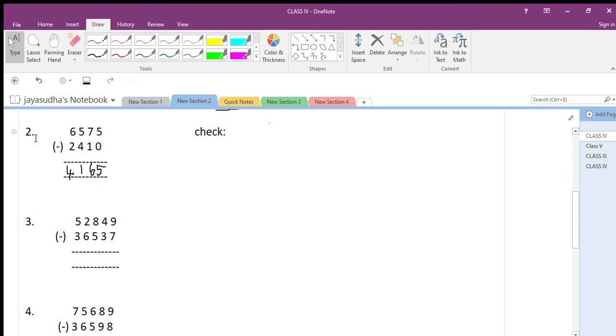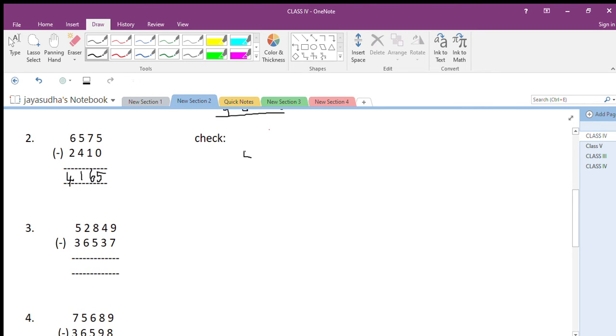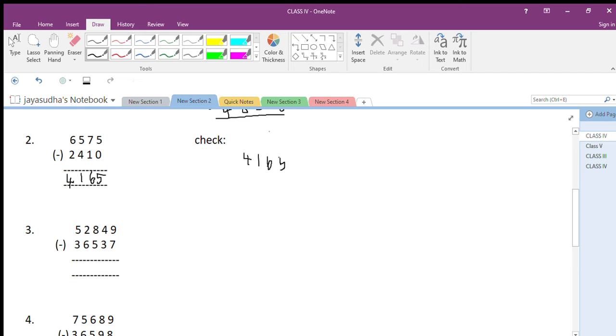First you write the answer of the subtraction. What is your answer, children? 4,160, 1,065. Are you okay? Now move on to the second row.